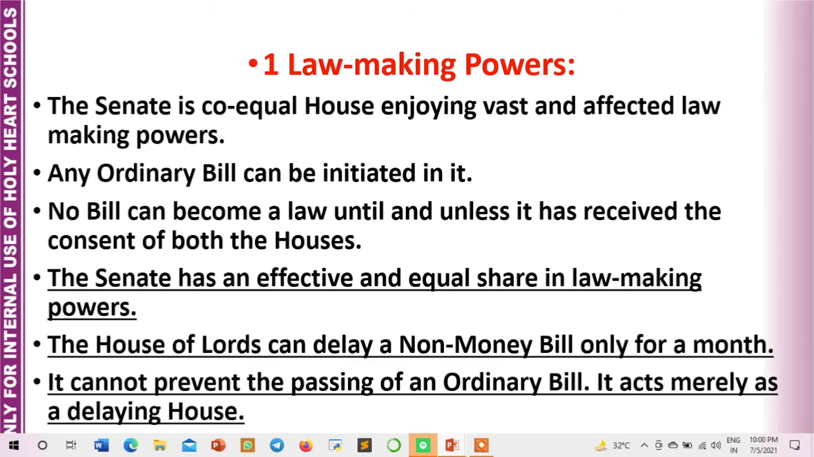Now let's come to the House of Lords. The House of Lords can delay a non-money bill only for a month. It cannot prevent the passing of an ordinary bill. It acts merely as a delaying house. So you see, the House of Lords has no power even in regard to an ordinary bill. It is only a delaying house. It can delay an ordinary bill only for a month. And the US Senate is a very important house. The assent or confirmation of the US Senate is a must before a bill is to be passed.